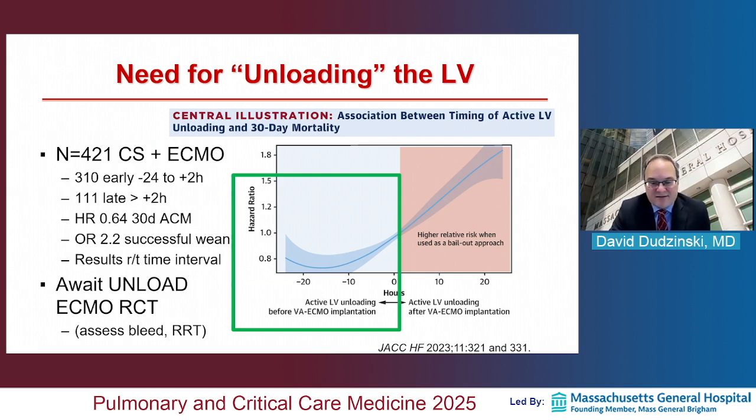There are RCTs in this area. Now, you have to pay a price for this. Now you have 2 devices, so you have 2 loci of vascular complications. You have a synergistic increase in bleeding and in renal failure. So we really need to evaluate this hypothesis going forward.